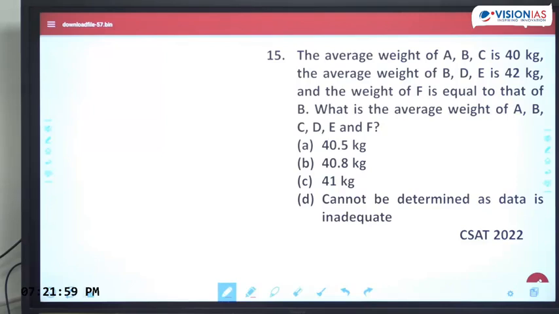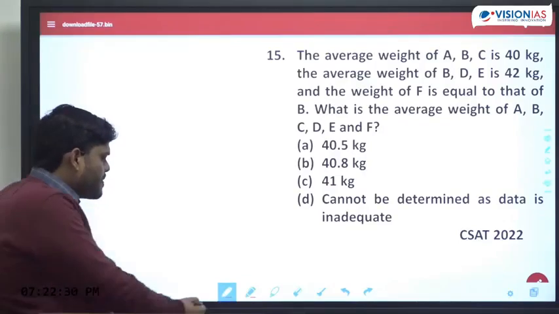Think about whether you are able to find out all the values or not. A, B, C, D, E, F is a major factor here. Think whether you are able to find out the weight of F or not. Okay, so I'm getting the answer as C.